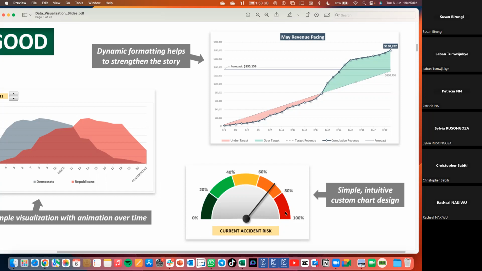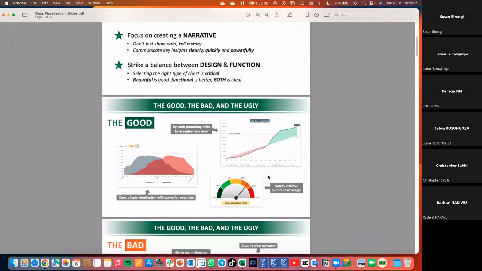That's already a story. The colors are telling a story. Because you're using the colors, right? I'm talking about the current accident risk, and it is at 70. Automatically, it shows that it is already past amber. It is going to red. That's it. So it is simple, intuitive, and it is customized. We have customized the design.